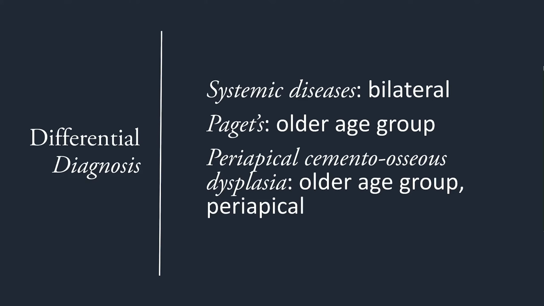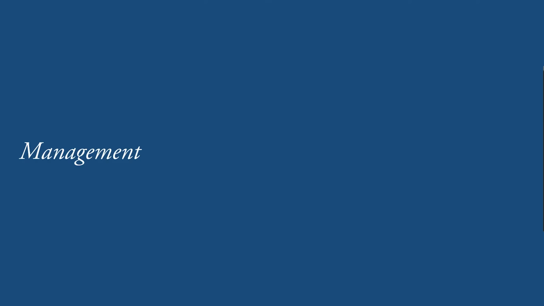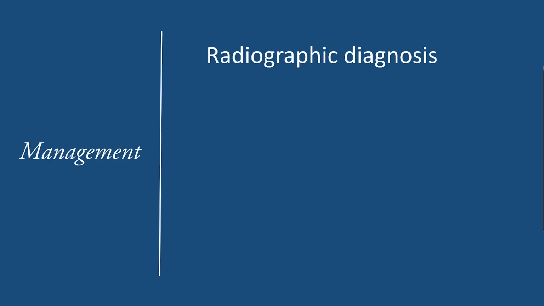Periapical segmental dysplasia can also have similar radiographic findings. Again, periapical segmental-osseous dysplasia is a condition of middle-aged females, while fibrous dysplasia is seen in children. Also, periapical segmental-osseous dysplasia is limited to the periapical region. Fibrous dysplasia can be easily diagnosed radiographically.